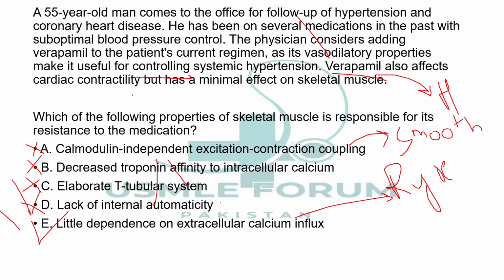So you need to know that verapamil is a calcium channel blocker. It affects the influx of the calcium from the outside. It does not affect the calcium that is present in the inside. But skeletal muscles have a system which uses the calcium that is present in the inside, intracellular calcium. It is not dependent on the calcium that is outside. Cardiac muscles are dependent on the calcium that is outside. That is why verapamil affects the cardiac cells, not the skeletal muscle cells. I hope that is clear.